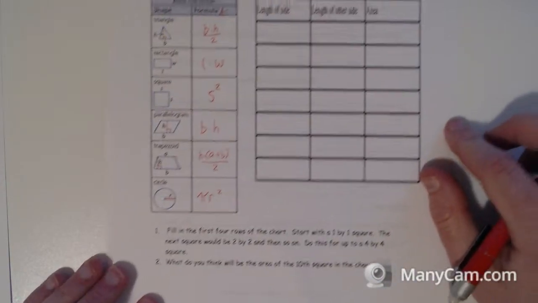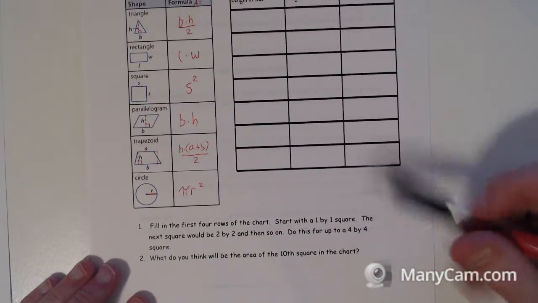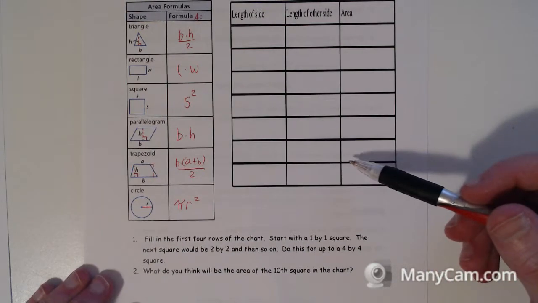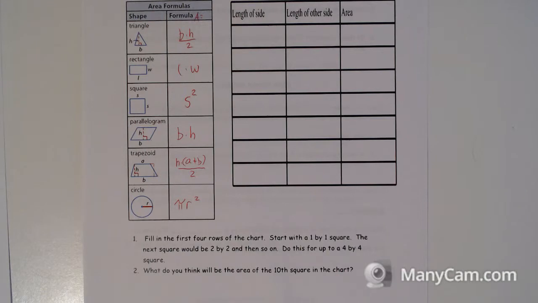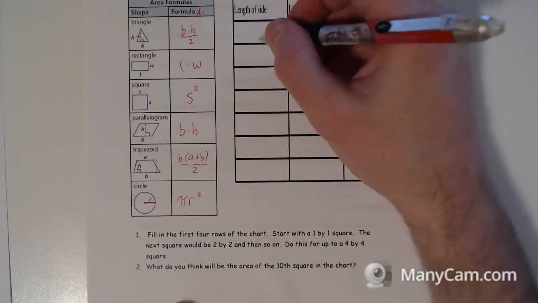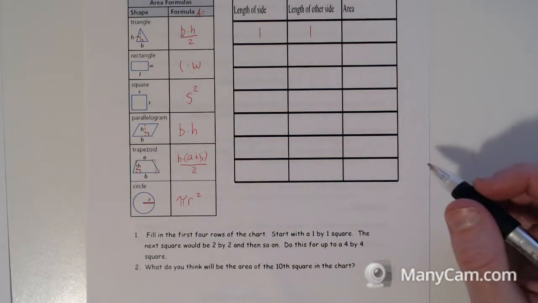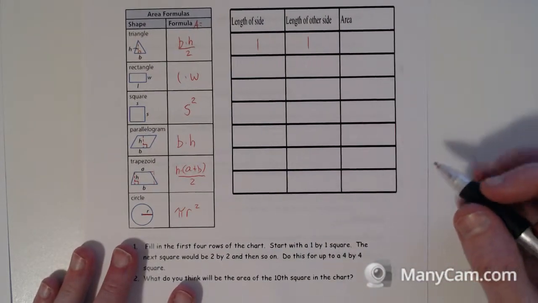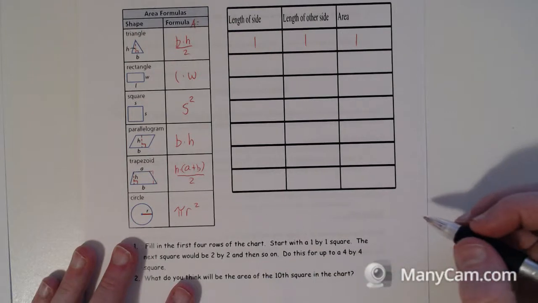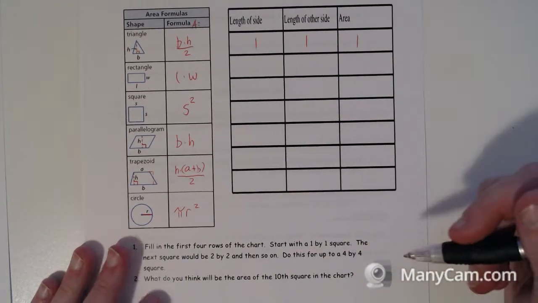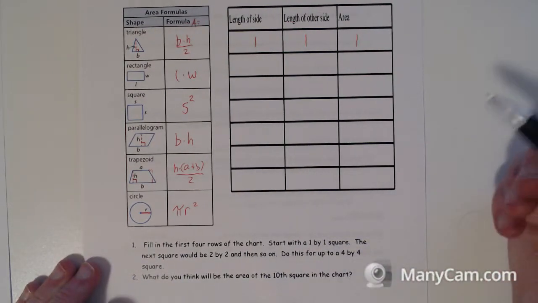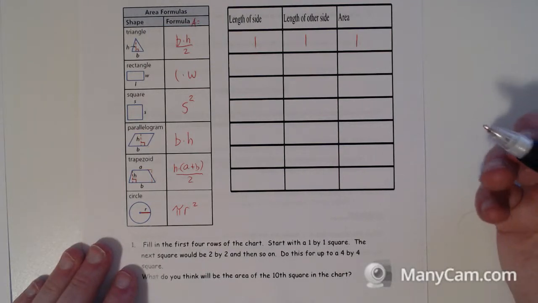Okay, so let's get right into it. We're going to fill in this chart and we're going to look for a relationship between how the size of the shape is changing compared to the area. So it says start off with a square that's 1 by 1. What is the area of that? Well, it should be 1 times 1. It should be 1. We'll leave off units for this one. It doesn't say units. Now it wants you to go on to 2 by 2.